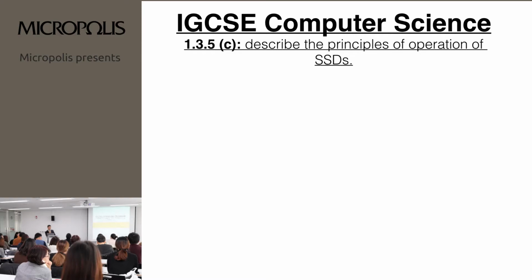IGCSE Computer Science, still the same at 1.3.5c. This is to describe the principles of operation of solid-state drives. In the last video, we looked at hard disk drives and how a disadvantage of them is latency. Now we'll look at solid-state drives, and we'll see how they are a lot better.